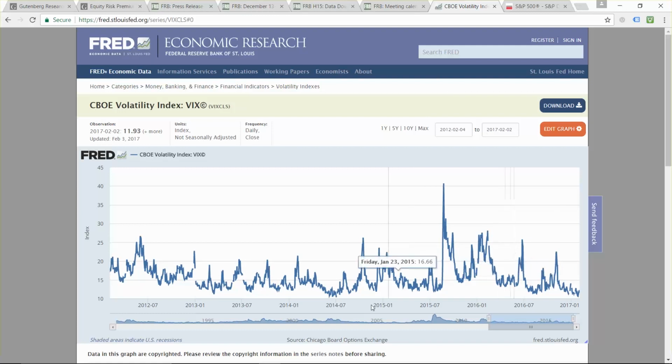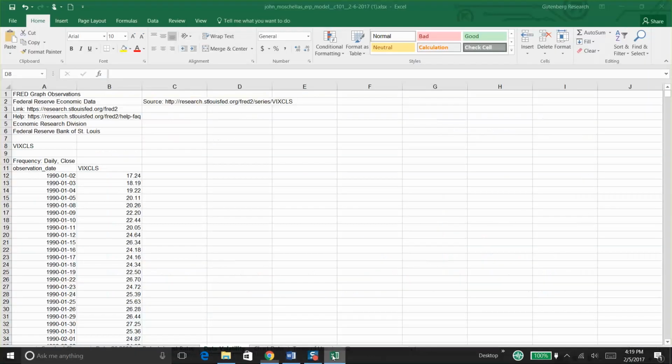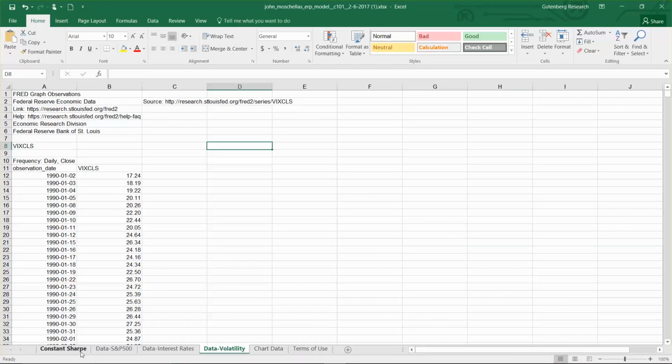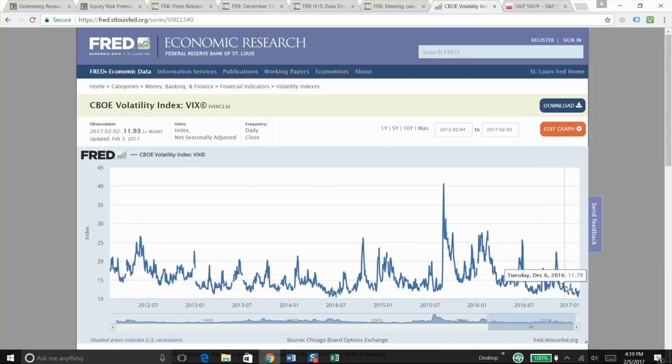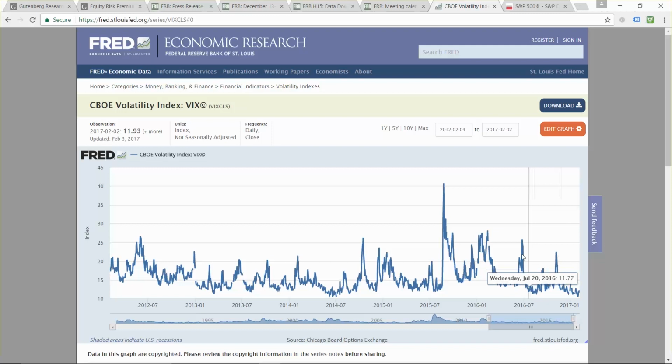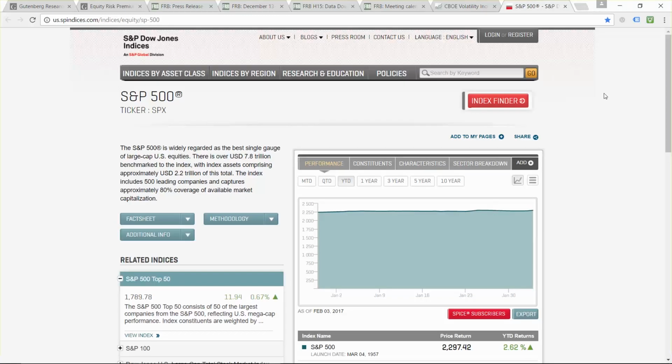And I'll show you where this goes into our model. So we go back here, back to the constant Sharpe. So if you want to project forward, you want to change your VIX assumptions, you would put that right here. So these 4 quarters, I think I was at 16% volatility for the first quarter. I brought it down to 13%. And I did that based on this chart. So that's the VIX.